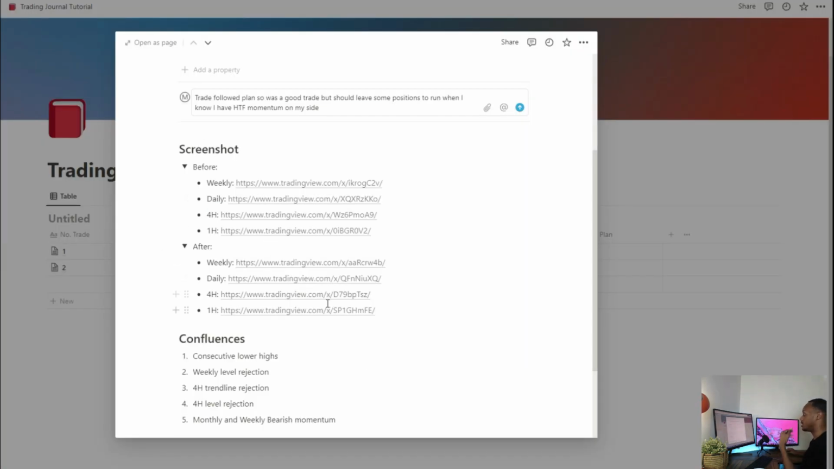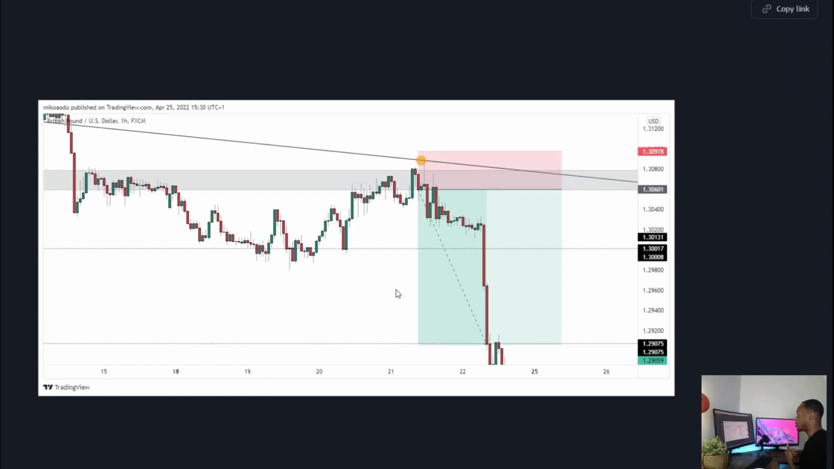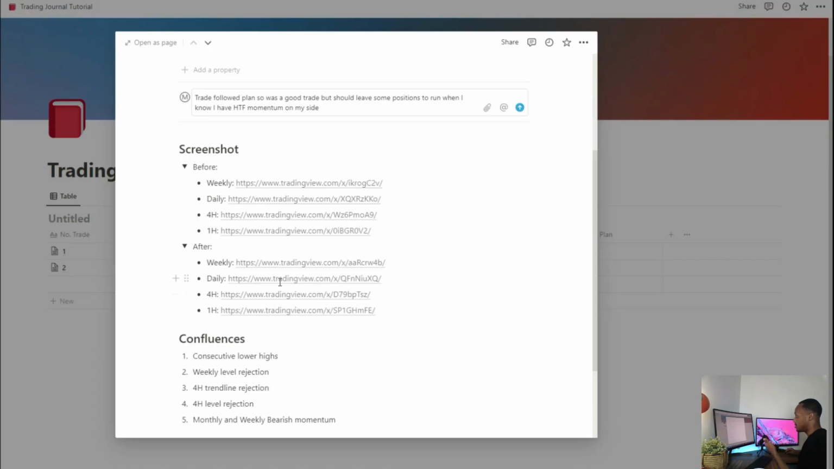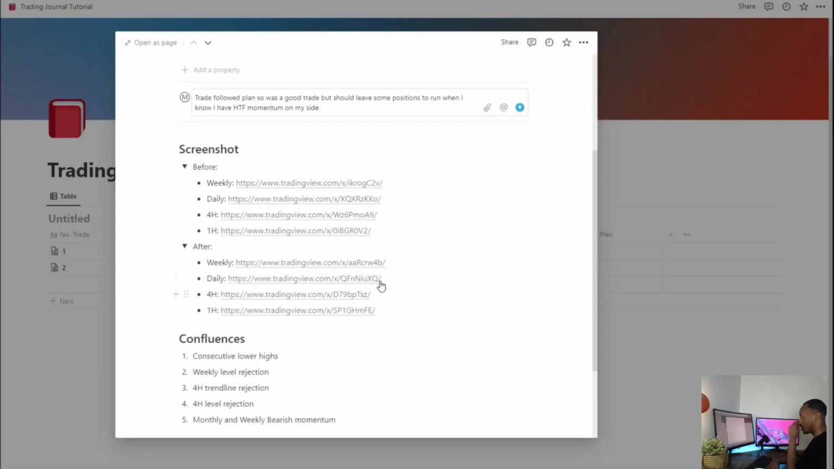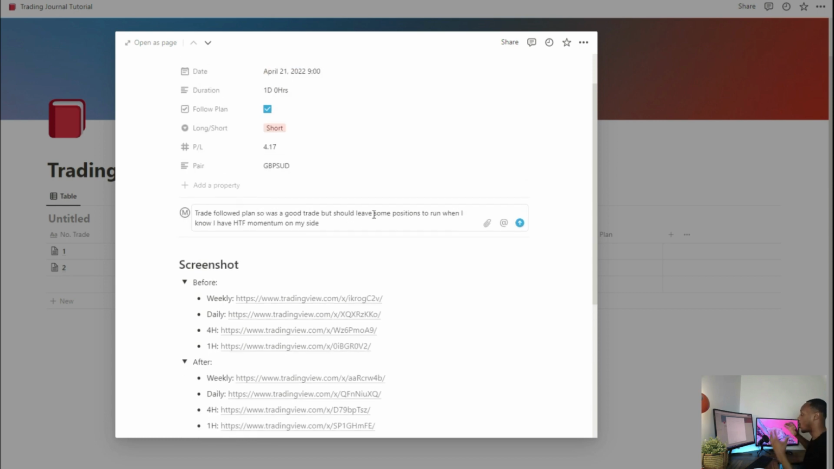Again, I'll go into a bit more detail on how to capture the screenshots and get these links here using TradingView. And that was the trade after, and then all of those are just the different time frames, 4H, daily, and so on, of the trade. And then over here I've got the overall comment of the trade. So this is like: did you follow your plan? Was it a good trade? Did it follow your rules? And is there anything you learned from the trade or anything you can improve upon?